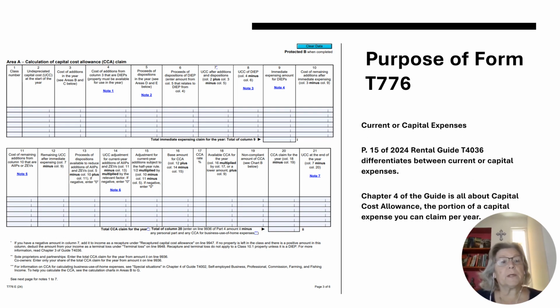This is the form you're going to use for capital, not current, expenses. Okay, this is on page 15 of the 2024 T776 Rental Guide. Now, just to note, make sure you're using the right forms for the right year, because they change every year and you don't want any surprises. You can tell that by the bottom left-hand corner, it says T776E24, that's year 2024, all right? If you have to go back and do other years, you need the forms for those years.